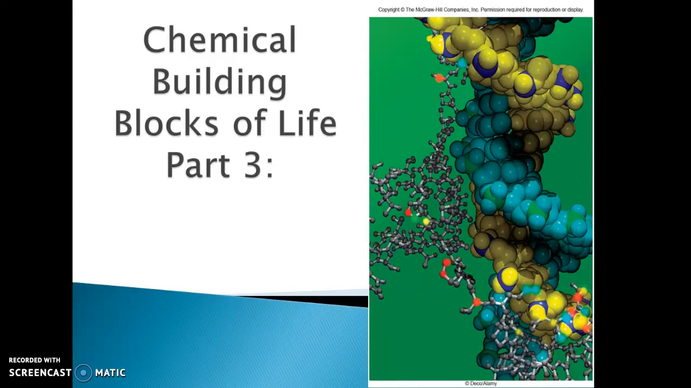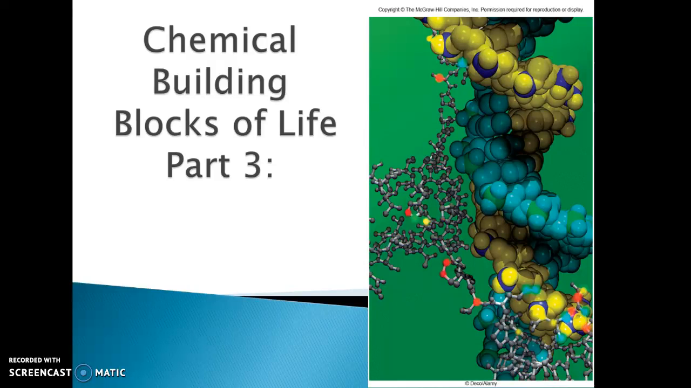So here's our third part of the chemical building blocks of life. We've talked about carbohydrates, nucleic acids, and proteins. Carbohydrates, primary function, energy. Nucleic acids, genetic information, DNA, RNA, as well as ATP energy. And then proteins, whole list of functions. Enzyme, support, motion, transportation, regulation, etc.